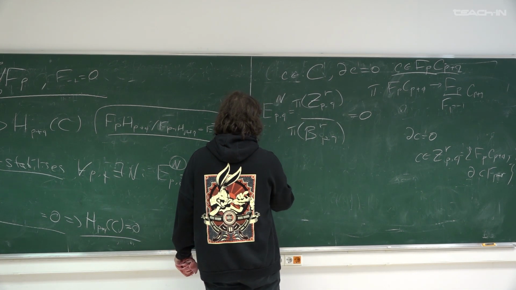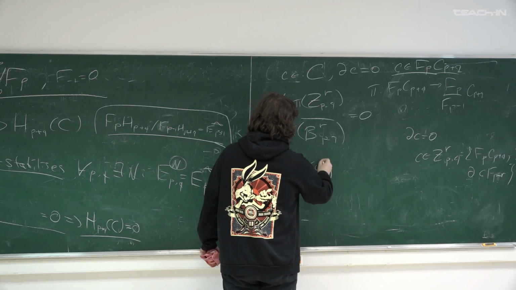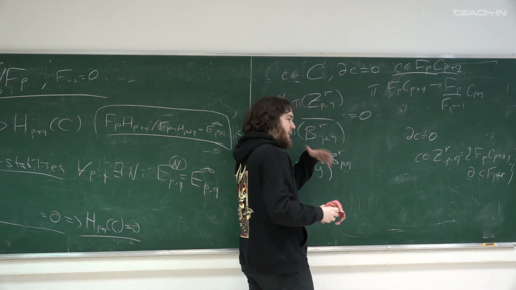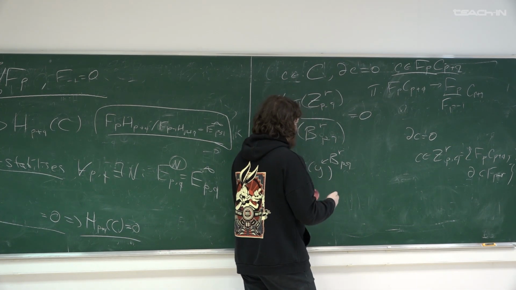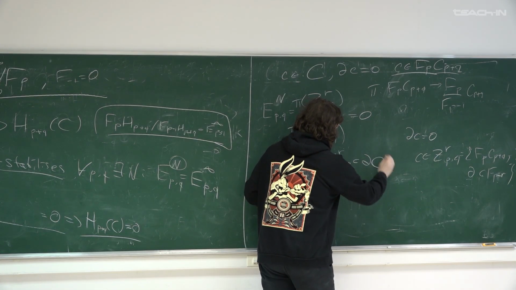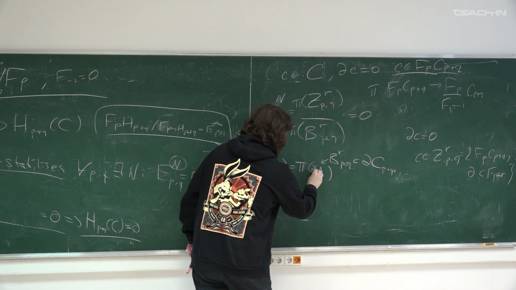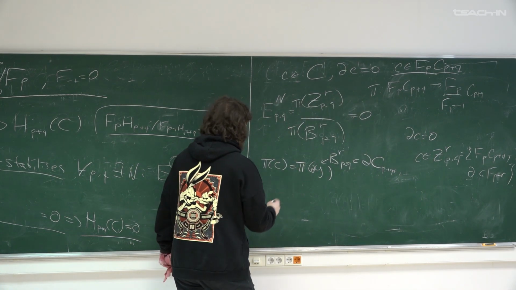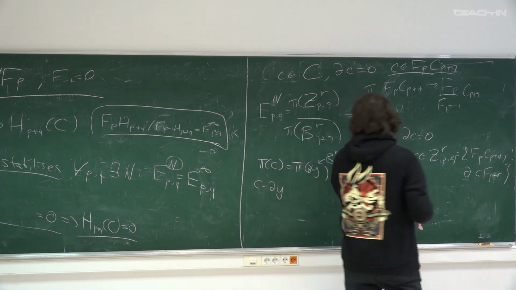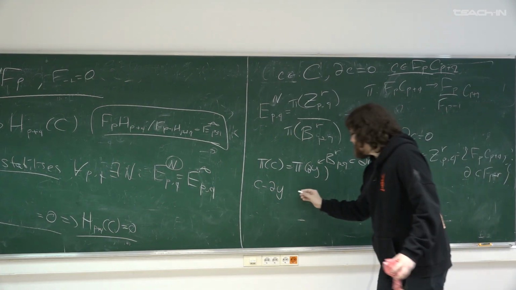So π of my C is π of some element from B^R, but B^R are the R-boundaries, and in particular they are boundaries. It's in fact D of C_{p+q+1}, so in fact this is D of something. What does it mean? This means that C minus dy is in the kernel of π, and this means that modulo some boundary, I obtain an element from the previous filtration.